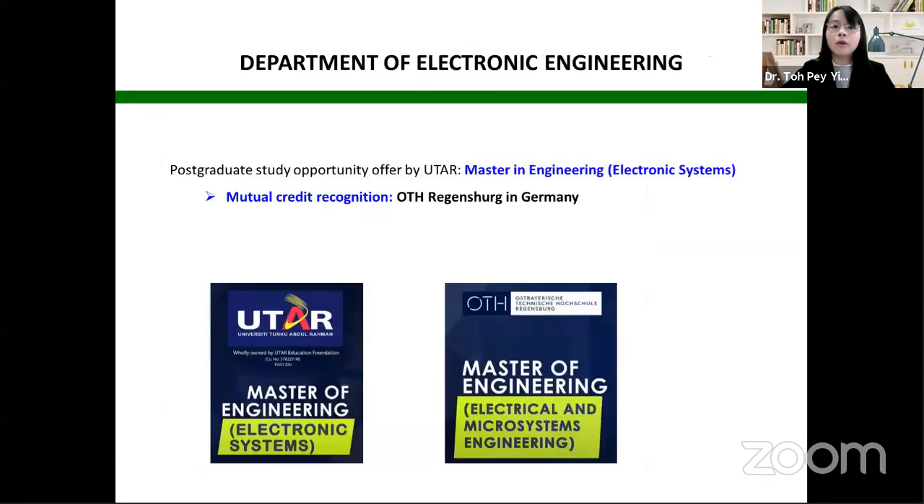Now, I mentioned the master program just now. Actually, this department also offers a Master in Engineering for Electronic Systems. That means no matter whether you enroll in the electronic engineering or the technology program, you can further study. After you complete 1 year of study as a master in UTHM, you have another option whether you want to continue for another 1 year in OTH Germany.